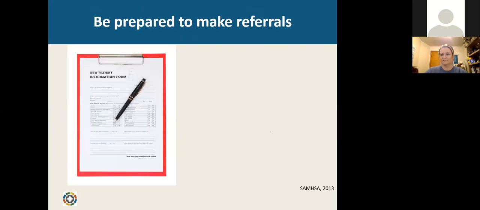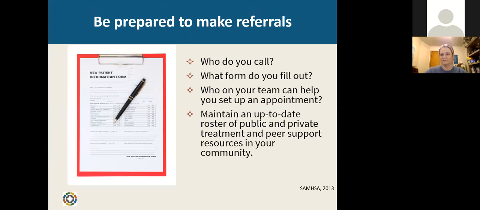So in the aspect of being prepared to make a referral, we want to make sure that agencies within our community are aware of other resources, you know, again, those partnerships that are available. Who do you call? What forms need to be filled out? Who from the team can make the appointment? Making sure we have up-to-date rosters. This is an aspect, I think, again, that coalitions, communities can really help foster a good referral system.